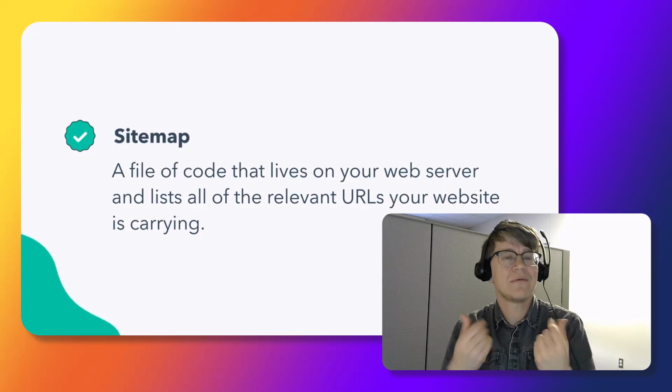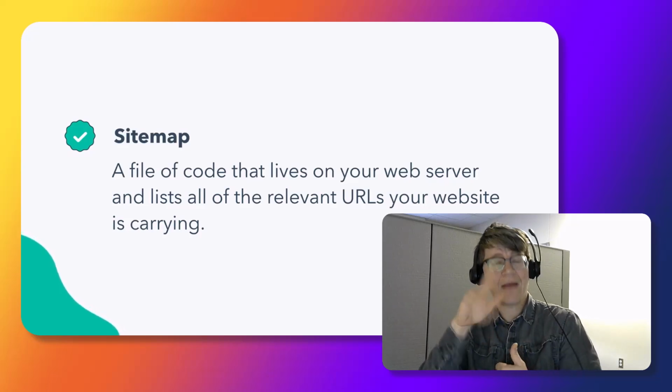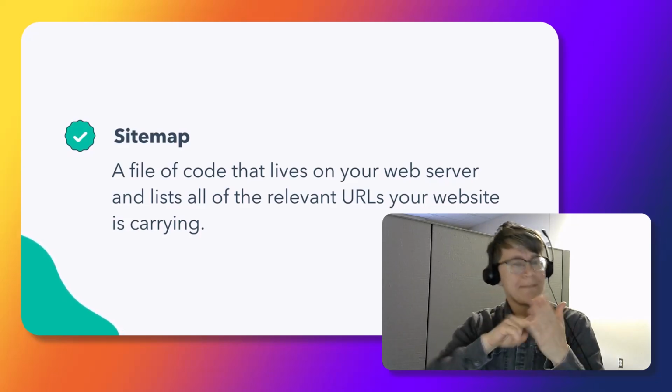If no content is indexed yet for a site, Google will let you know that your search did not match any results. If no content is found, your next step should be to create a sitemap that you can submit to Google. A sitemap is a file of code that lives on your web server and lists all of the relevant URLs your website is carrying.